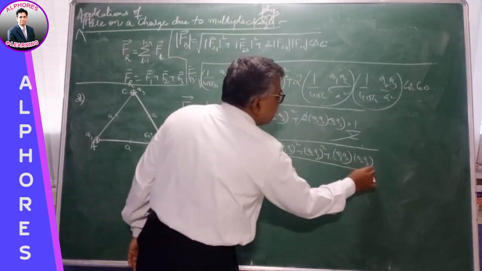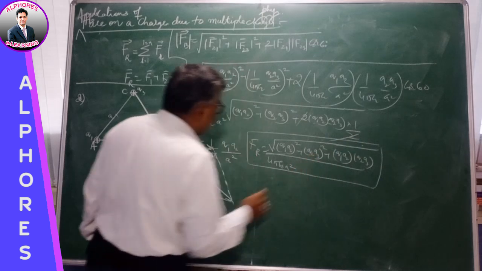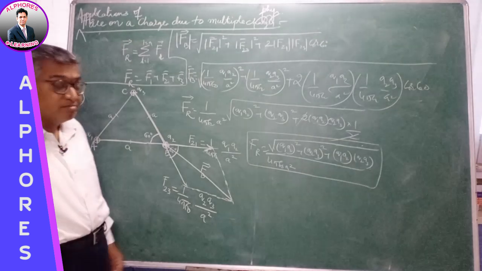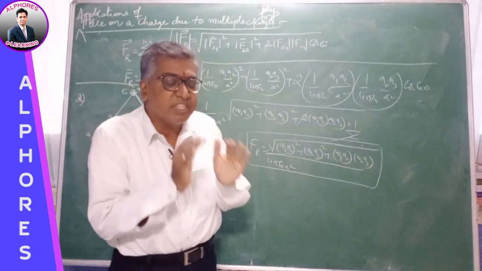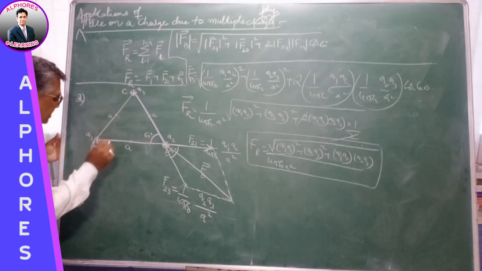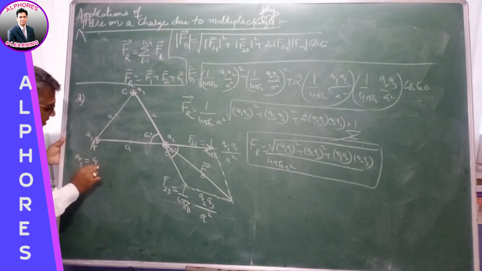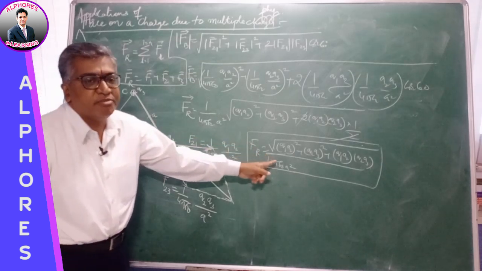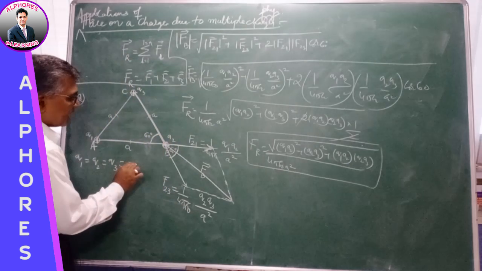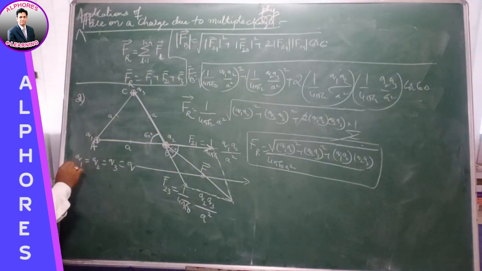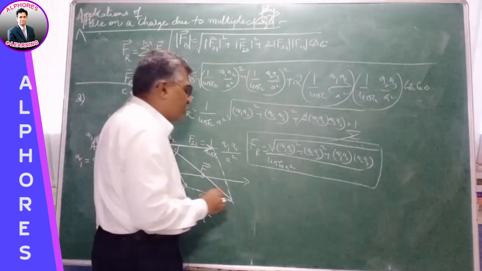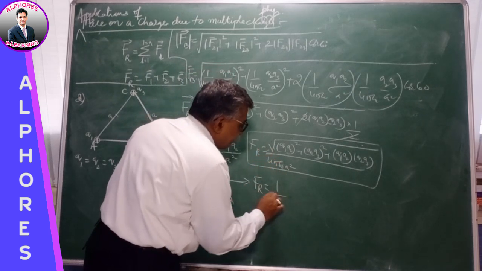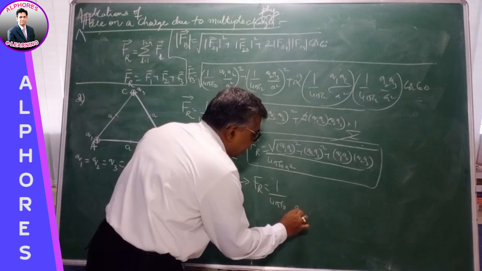This is the magnitude of the resultant force on charge P due to the other two charges. Now suppose in this problem, if all the charges are of the same magnitude, Q1 equal to Q2 equal to Q3, then what would be the force? Applying this here, for this condition, if all three charges are of the same magnitude, then the resultant force is 1 by 4 pi epsilon naught a square.